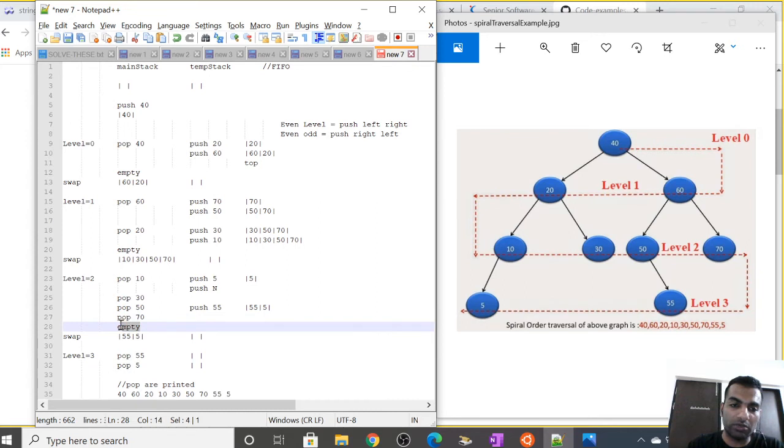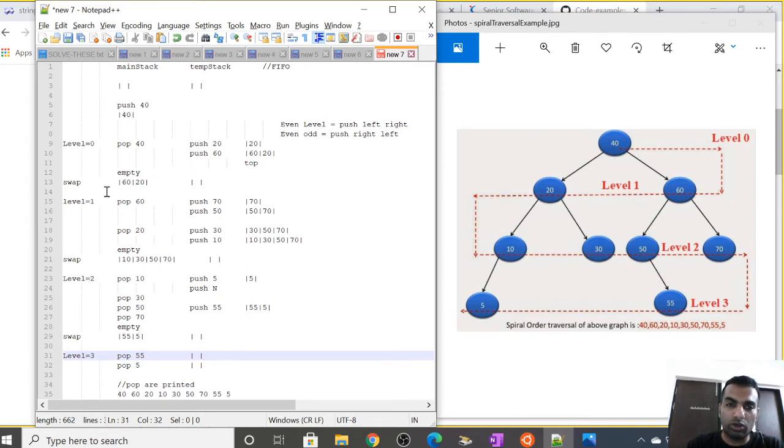Now the main stack becomes empty because there were only 4 entries. We have already popped all 4, and the temporary stack is 55 and 5. So now we'll again swap. Now at level 3 we will pop 55, because at the top of the main stack is 55. Since it doesn't have any child, we will not push anything on the temporary stack. And again we'll pop 55 because it was the second entry, and since it doesn't have any child, we will not push anything. Now when the main stack becomes empty, we will exit.